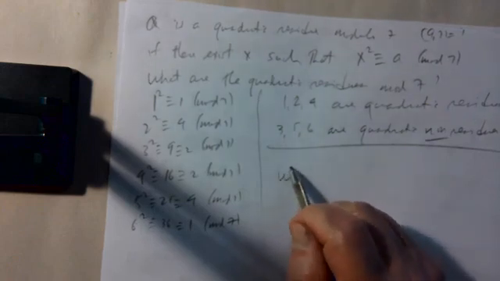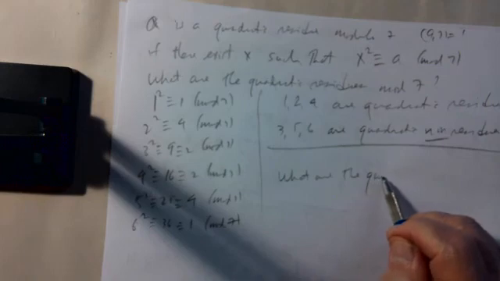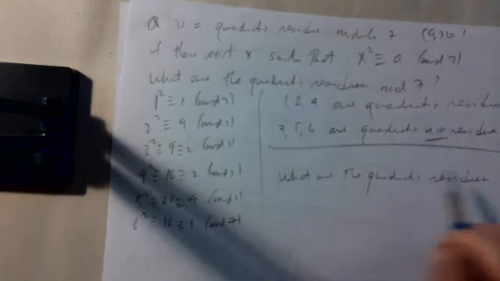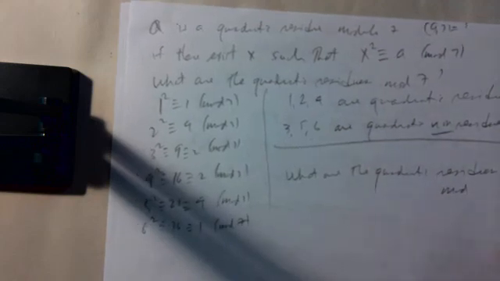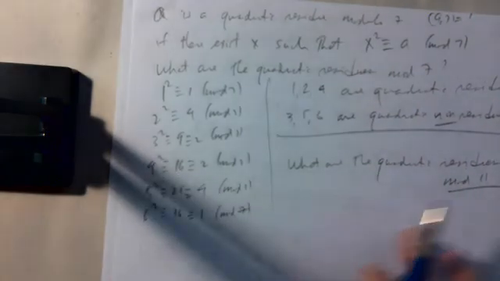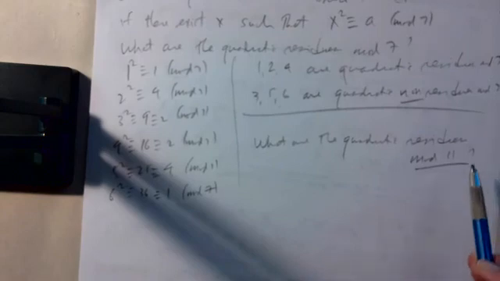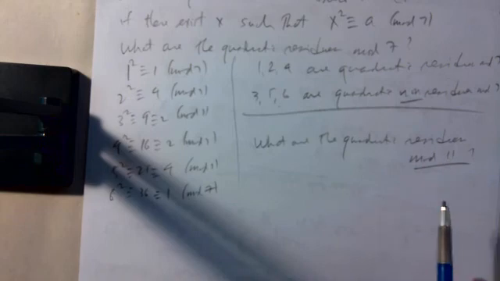Here's a little exercise. What are the quadratic residues mod 11, the next prime? So what are all the numbers relatively prime to 11 which have square roots?